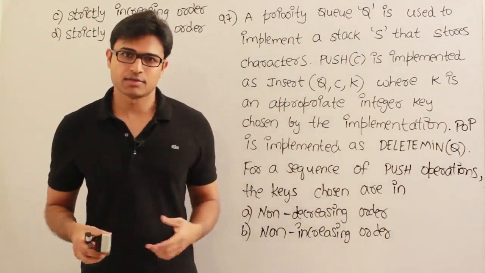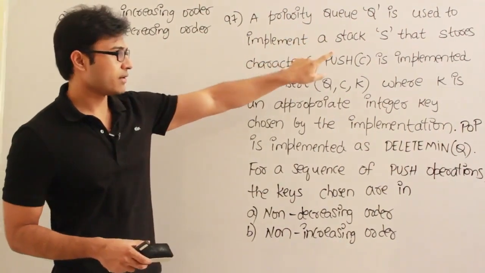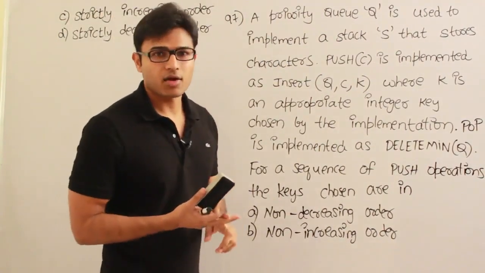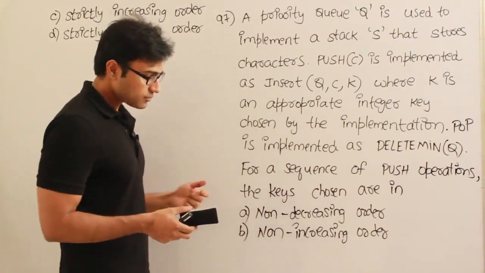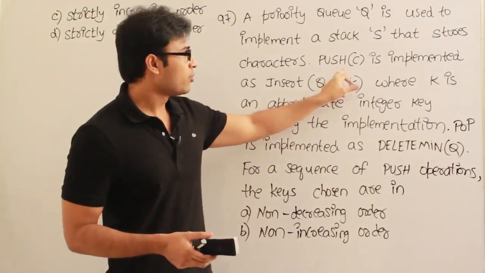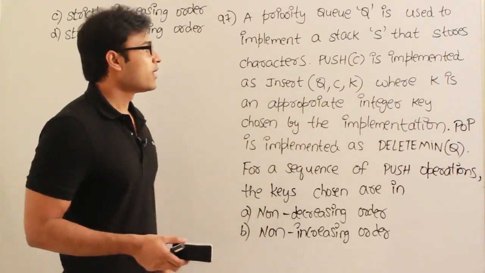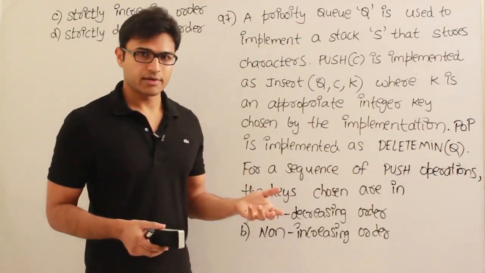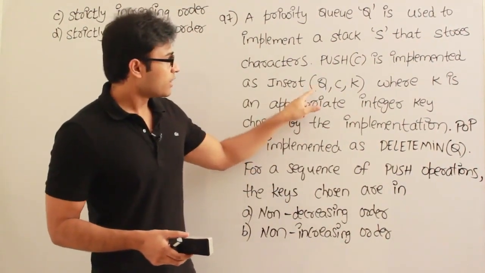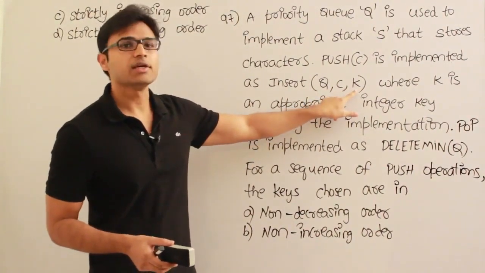Let me read the question and then I'll explain again. A priority queue is used to implement a stack S which stores characters, which means both the queue and the stack are going to store characters only. Push C is implemented as insert(q, c, k), which means when we push a character into the stack, it is implemented in the queue as insert q comma c comma k. For every character we are associating a key k.